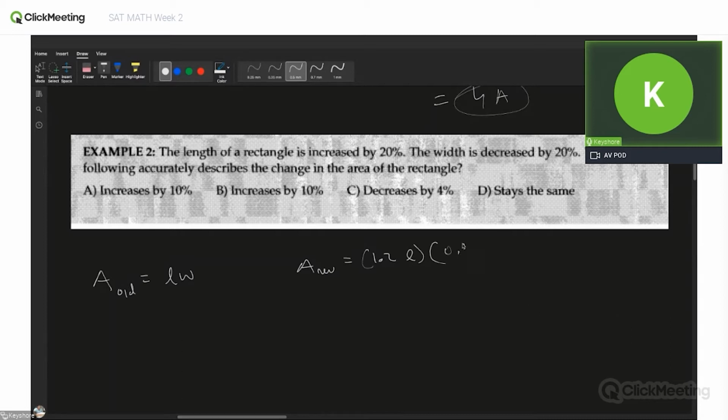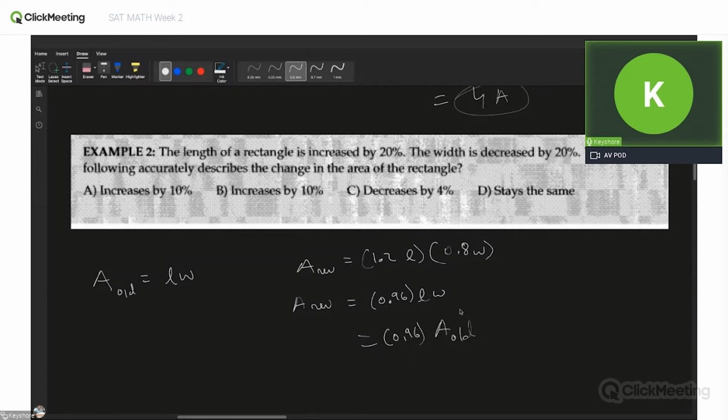So 0.8 times width. And when we multiply 1.2 and 0.8, we get 0.96. So I'm just going to write it like 0.96 length width. Now, here is where you need to, again, look at the bigger picture. I need to replace the length and the width by this because we have defined it as area old. So 0.96 times area old.